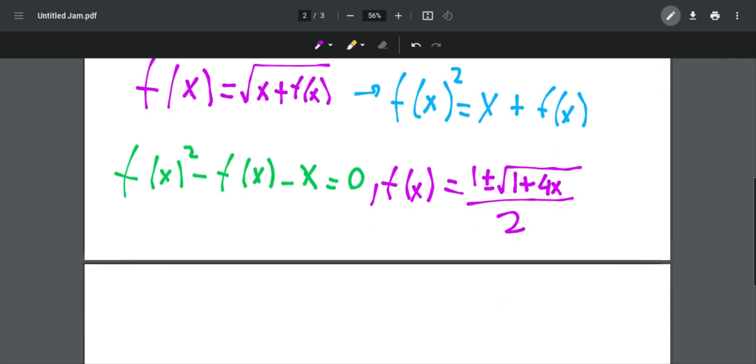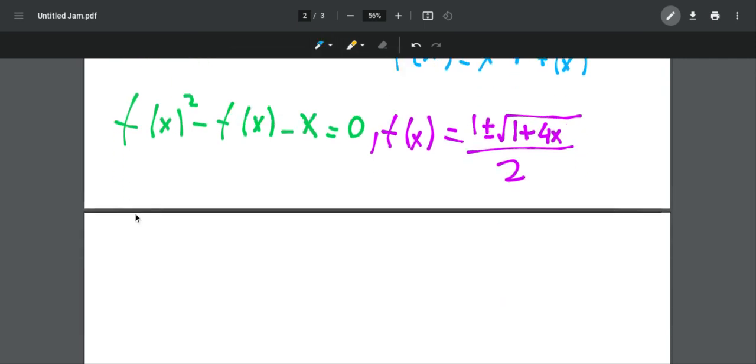So now I can just integrate this. Let me write it in a different color. The integral of, I can take out the 1/2. So I get 1/2 times 1 plus the square root of 1 plus 4x, and there's a dx at the end.